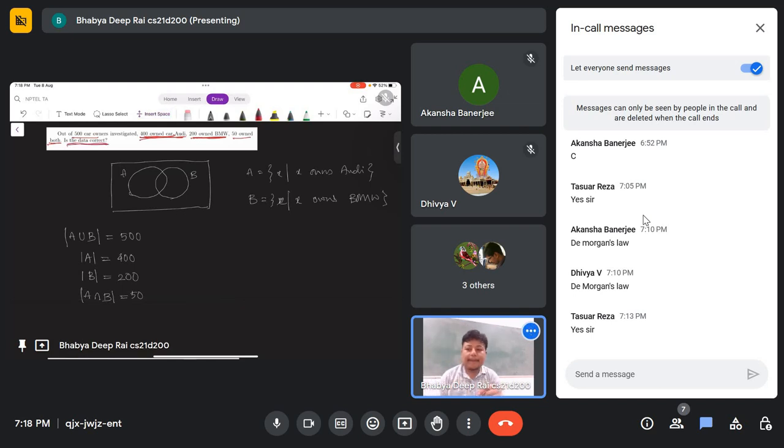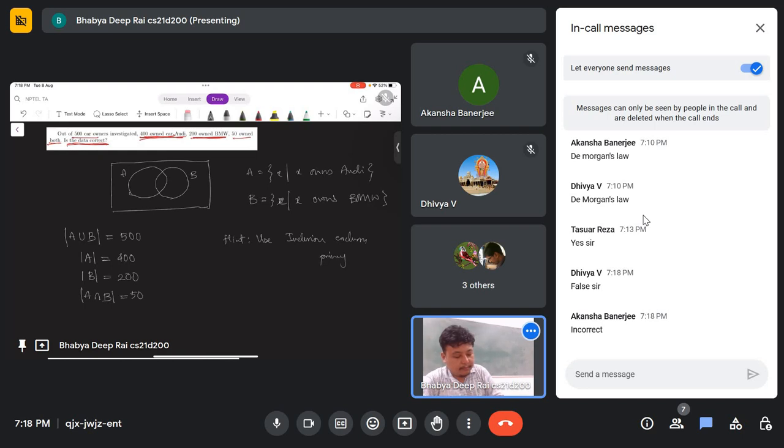Now the question is, is the data correct? Can you try your hand at it? I'll give you a few seconds. The hint is to use the inclusion-exclusion principle. Okay, Divya says it's false. Akanksha says it's false. Incorrect. That is quick.